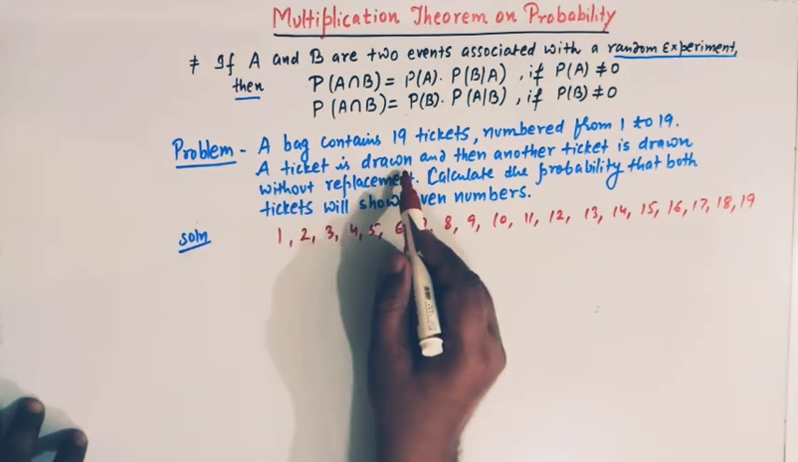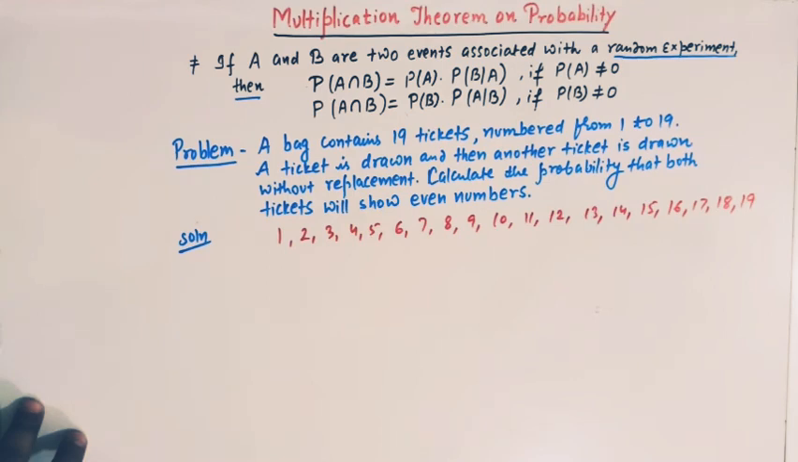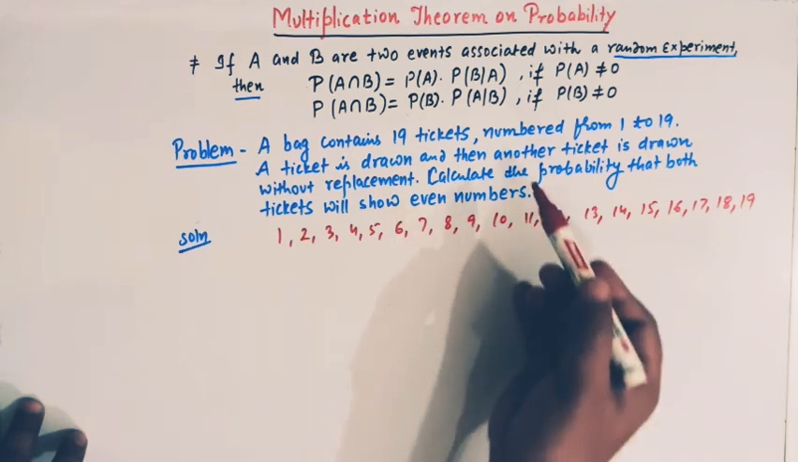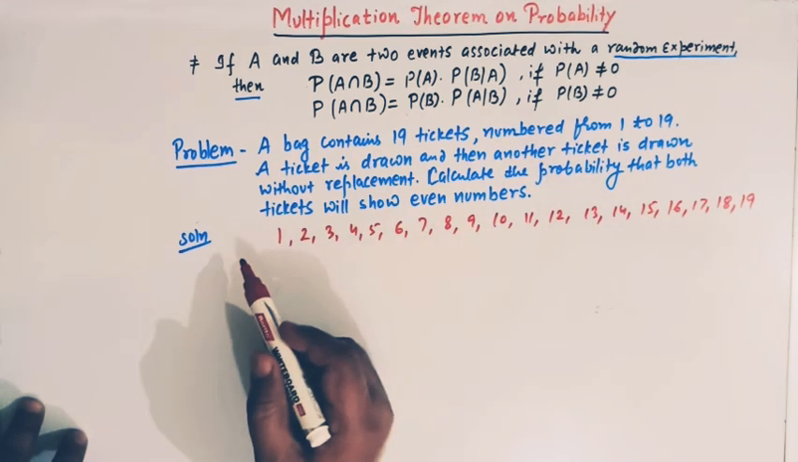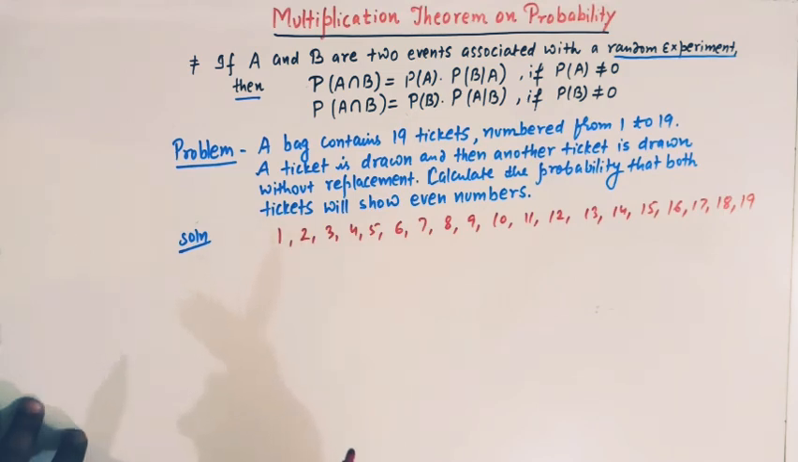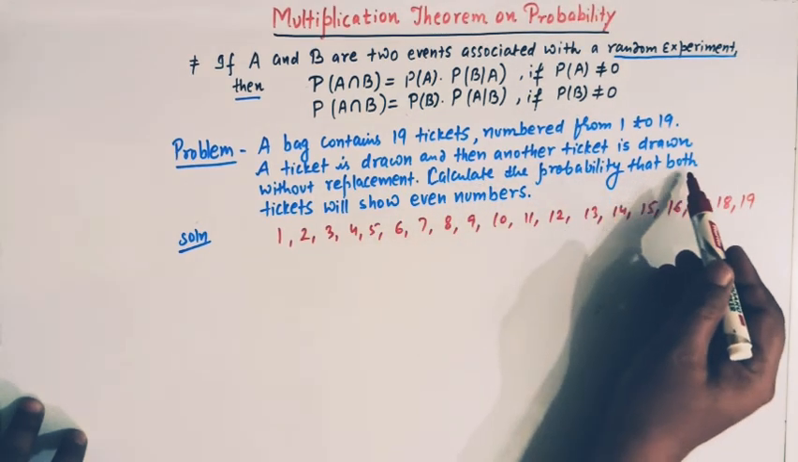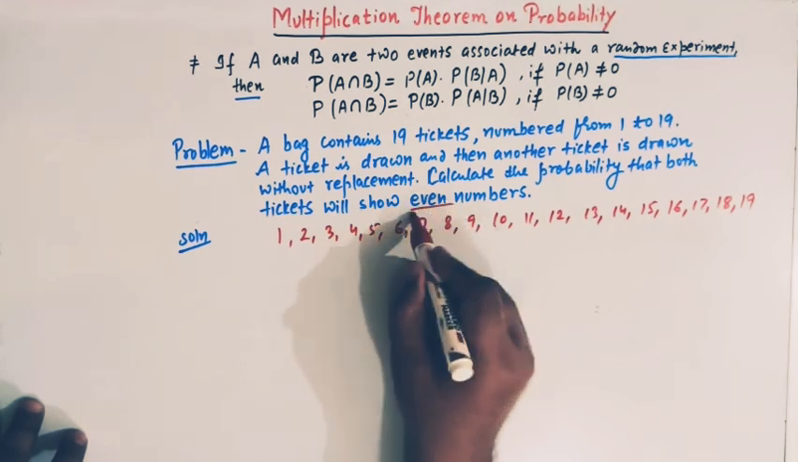A ticket is drawn and then another ticket is drawn without replacement, right? So we have drawn a ticket, then we have drawn another ticket, right? Without replacement. So two tickets are drawn one by one without replacement. So calculate the probability that both the tickets will show an even number, right?